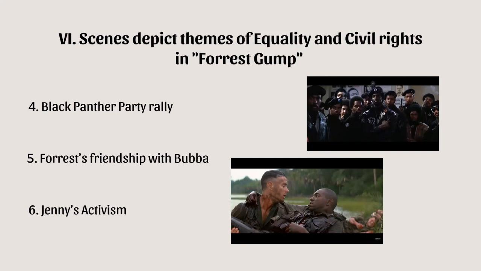Throughout the movie, Forrest's close friendship with Bubba, a black soldier he meets during the Vietnam War, symbolizes racial harmony and mutual respect, highlighting the importance of equality. And the last one is Jenny's activism. Later in the film, Jenny becomes involved in protest movements, including anti-war and civil rights rallies. Her activism emphasized the struggle for equality and social justice during that period.